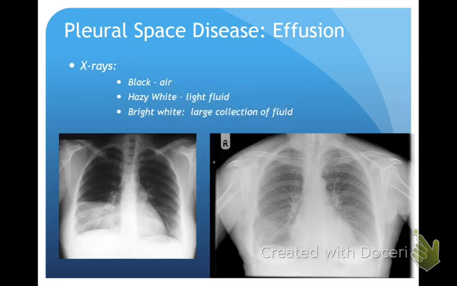Here are a couple of x-rays of effusions. On this x-ray on the left, this right here is your heart. That's not any effusion. We just ignore that because we want you to have a heart. This right here is the effusion. You can kind of see the lung here. You can see the patchy parts of it. This right here is lung, and the rest of this is all fluid around it.